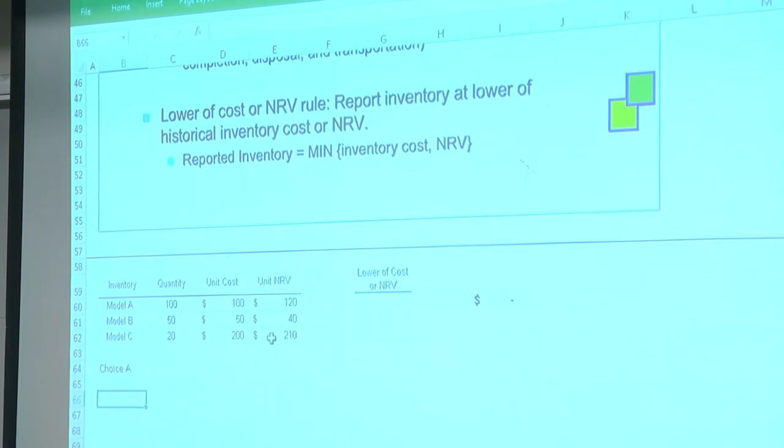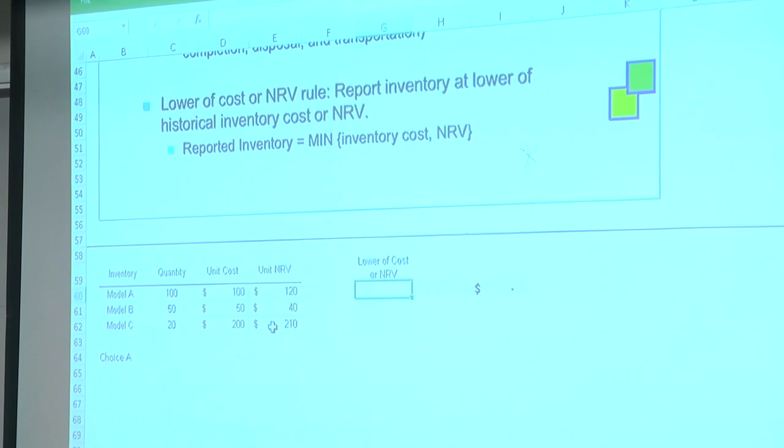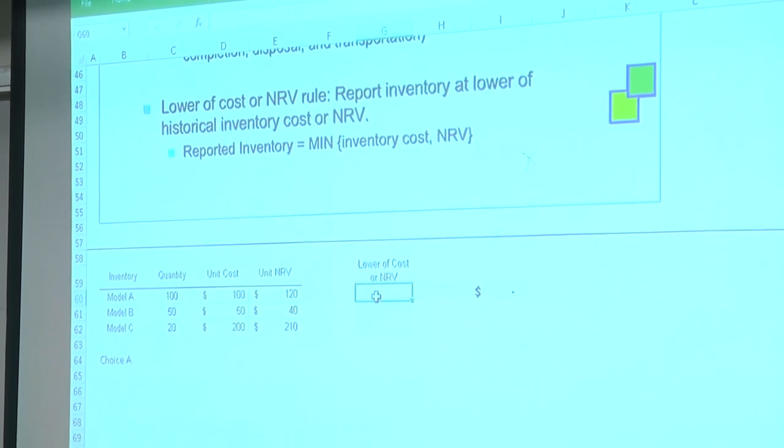So if you remember the conservatism principle, it'll guide a lot of your adjustment processes. If you're confused about that, a lot of times just think about accounting as being a conservative field. So we need first to figure out the lower of cost or net realizable value. That's very simple. So let's just go through each model.